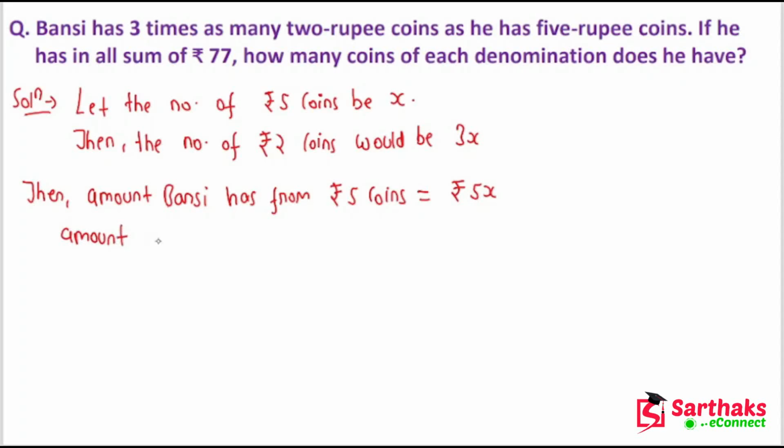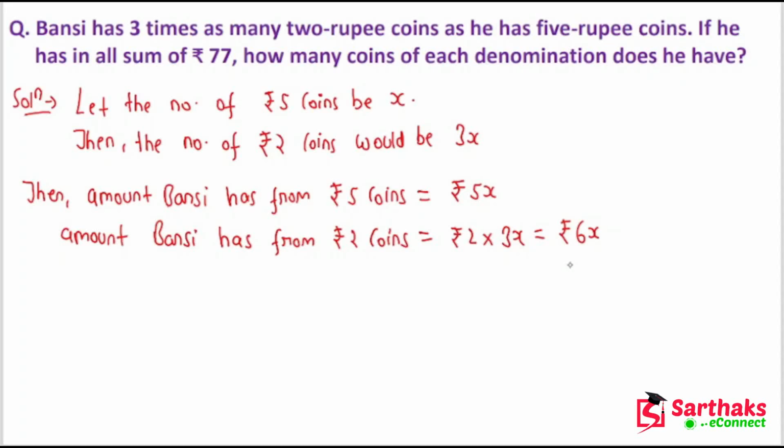And the amount Bansi has from 2 rupee coins is equal to what? Rupee 2 into 3x, that is rupees 6x. Suppose he has 10 2 rupee coins, then he would have 20 rupees. Suppose the value of x is 5, so he has 3 into x, that is 15 coins. So how many rupees does he have? 2 into 15, that is 30 rupees. Similarly, we have calculated that he has rupees 6x from 2 rupee coins.